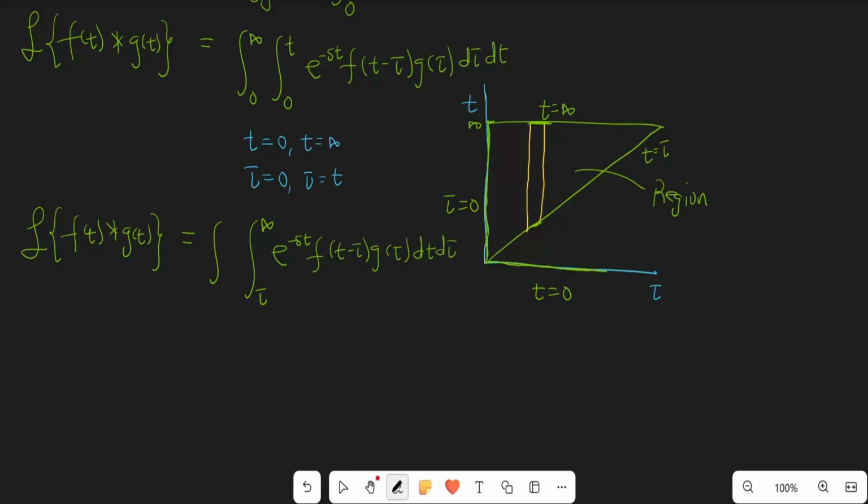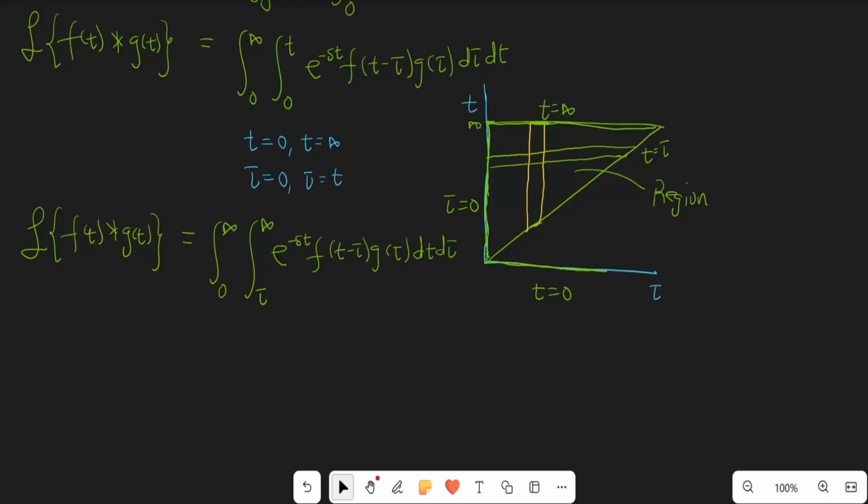Tau is starting from this point, right? Tau is starting from 0 and is moving all the way until it meets t, right? Like this. So tau is going to start from 0 to t, right? But t itself is moving from 0 to infinity. That is the highest value of t here is infinity. So tau is going to move from 0 to infinity.